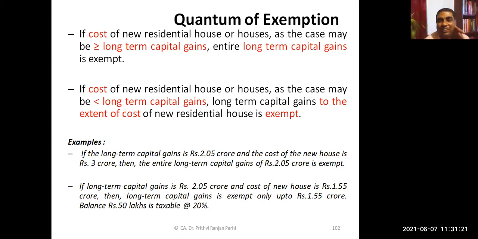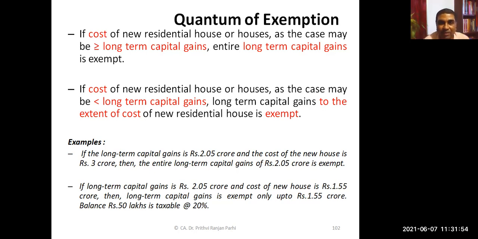Okay. Now, what will be the amount of exemption? If the cost of the new residential house, which the assessee is buying or constructing, is more than the long-term gain, then the entire long-term capital gain is exempt. This is for long-term capital gain. Let us say long-term capital gain is 50 lakh rupees, and the entire long-term capital gain is invested. The assessee purchases a new house either for 50 lakh or for 60 lakh. The entire capital gain will be exempt.